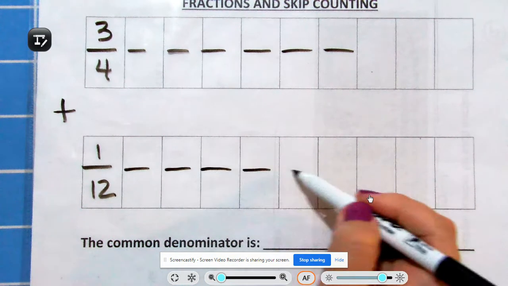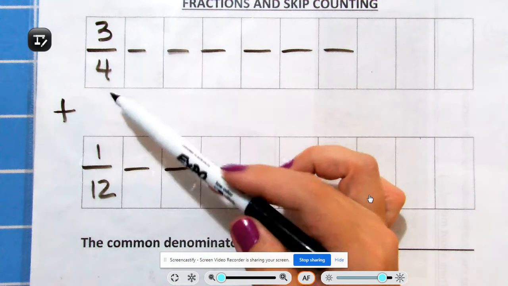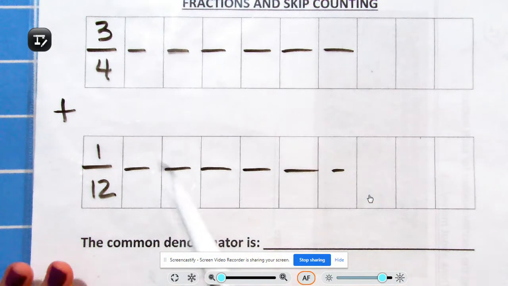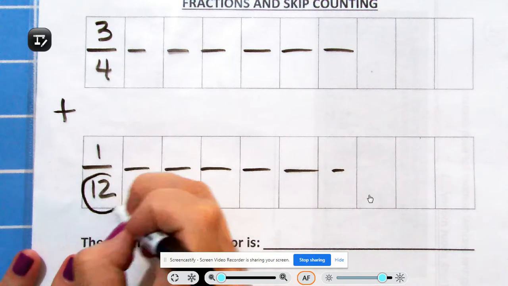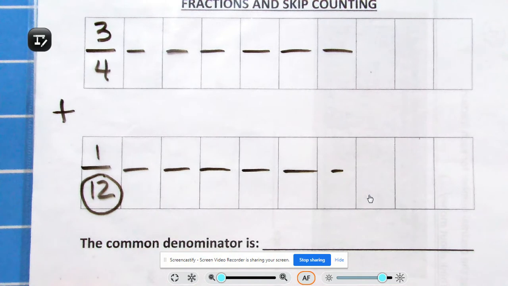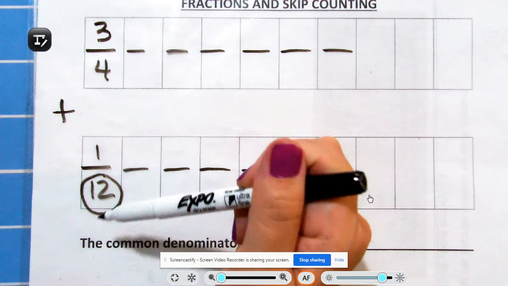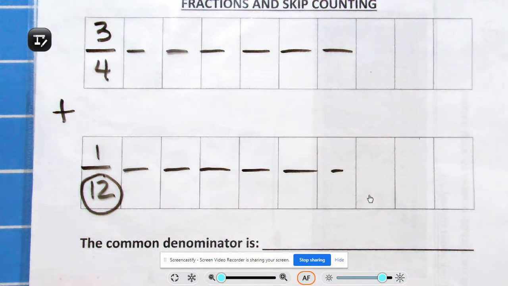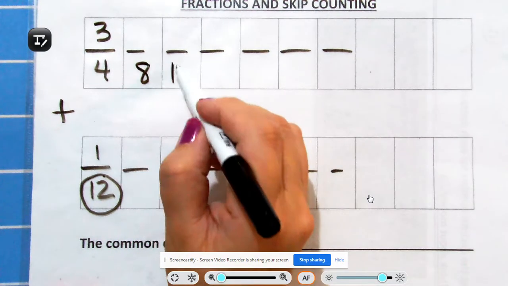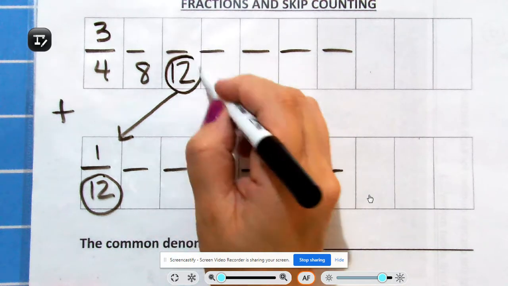Now, if you look at your denominators, 12 is a multiple of 4. 4 is a factor for 12. So that means this denominator is going to stay the same. This is the one that we're going to change. So I'm going to say that again. 4 is a factor for 12, so we only have to change one of our fractions. 4, 8, 12. There's your common denominator.